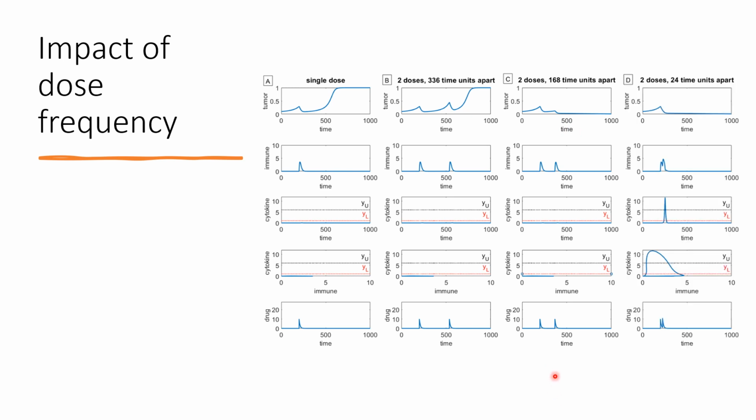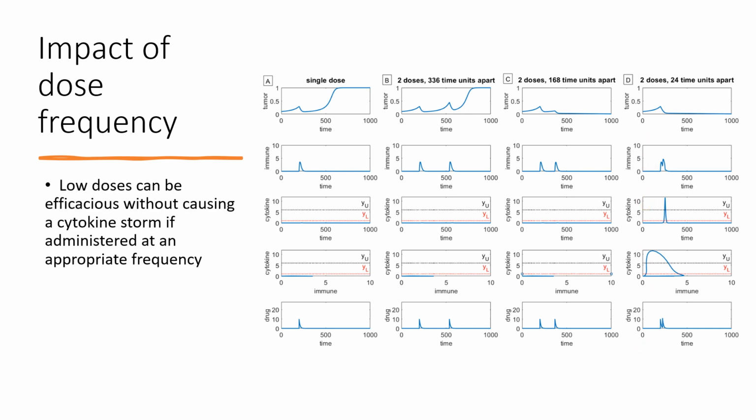And then finally, if you give them too close together, they start actually ping-ponging off each other, growing too much here. You get immune cells and cytokines going up way too high, so you get our cytokine storm loop. And yes, you have efficacy, but you have storm. So what does it say? Low doses can be efficacious without causing a storm if they're administered at an appropriate frequency. Okay. Next, impact of initial tumor size.